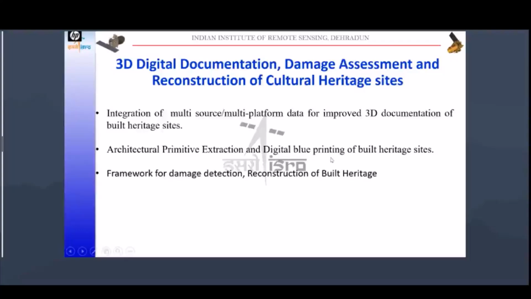And digital blueprinting of the heritage sites has also been attempted. Then in the next section, damage assessment using image processing techniques, using both point cloud data or height data and image data, has been done. And finally, once the damage has been detected, techniques for reconstruction or virtual reconstruction have been proposed.